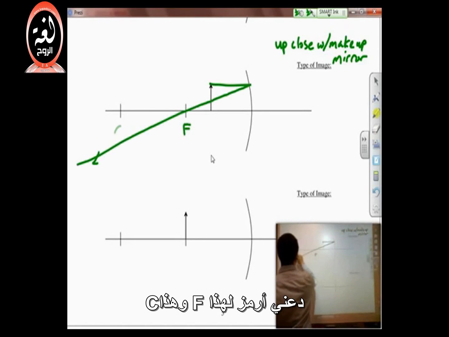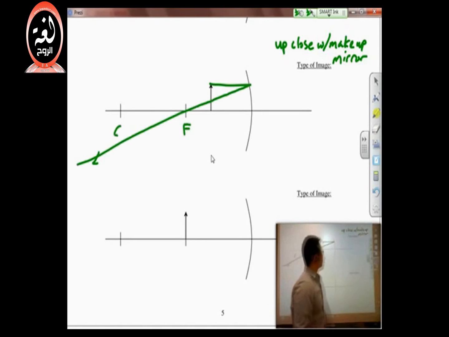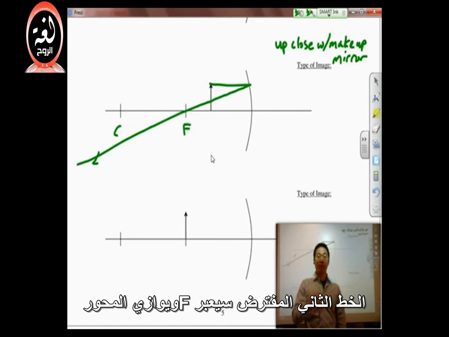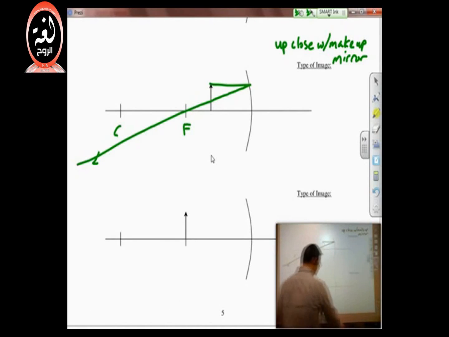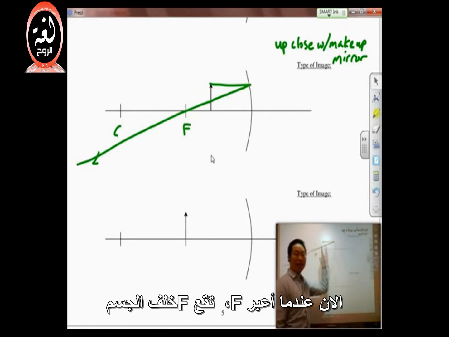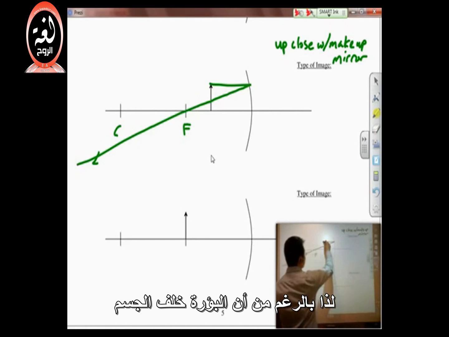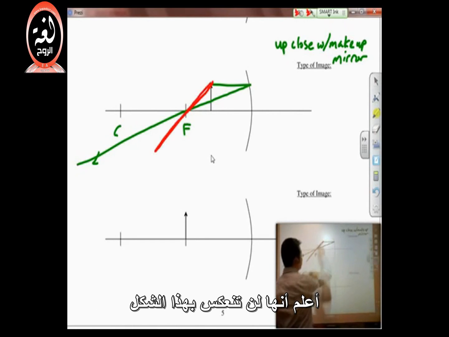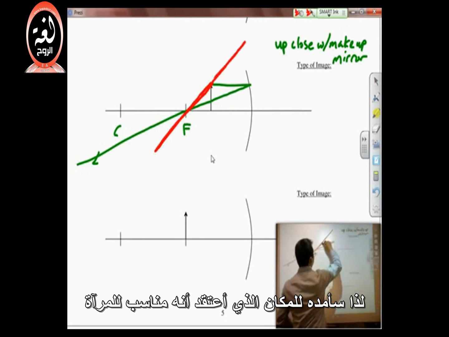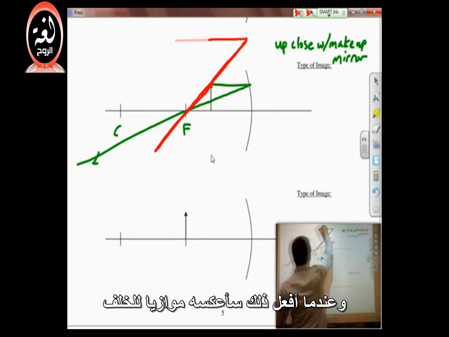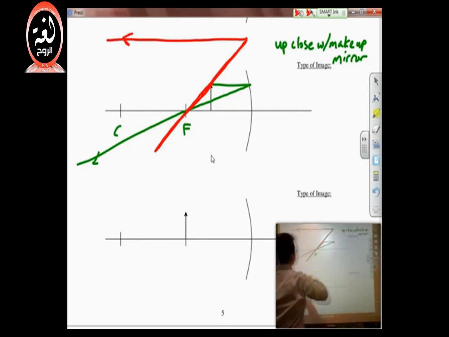Let me label it F and C. Okay. Now, the second line is supposed to be through F and then parallel. Now, when I go through F, F is behind the object. So even though F is behind the object, I know I'm not going to hit the mirror. It's not going to reflect going that way. So I extend it to where I think the mirror would be normally. And when I extend it past, it's going to reflect back parallel.